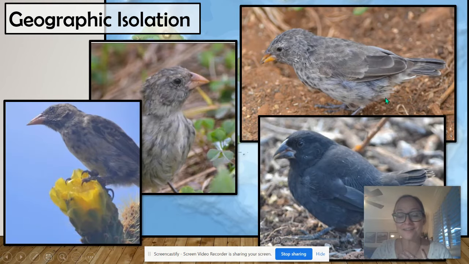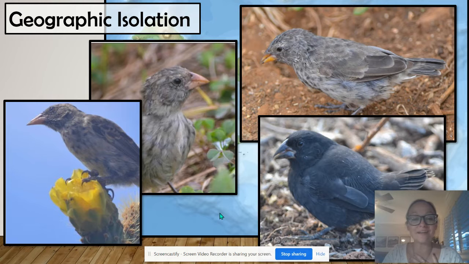So I actually went to the Galapagos in 2018, and here I took these pictures of some different finch species. You can see how the cactus finch there on that cactus flower has a pointed beak for eating from the flowers on a cactus, versus this black finch here, which has a very large beak for cracking large seeds. So these finches have evolved to become different species due to different selective pressures on the different islands.